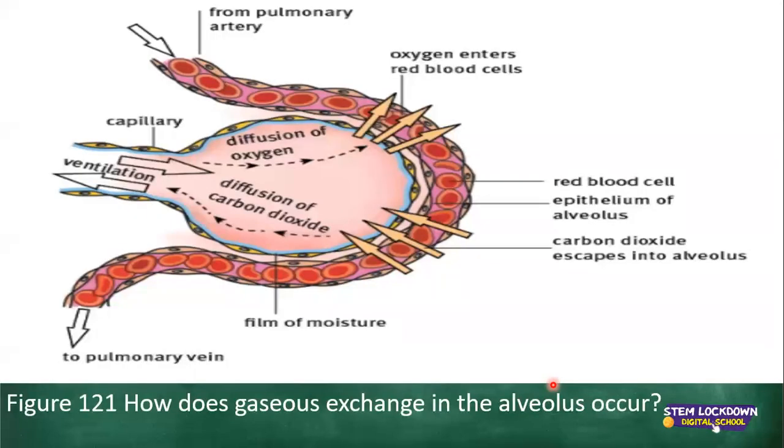So please understand these parts and how they link to each other. Here, this is how gaseous exchange in the alveolus occurs. Where do we start? You have your red blood cells. You have the epithelium of the alveolus. You have carbon dioxide, which escapes into the alveolus through diffusion. This carbon dioxide is moving by diffusion to the alveoli because there's a high concentration of carbon dioxide here. It will move to a low concentration of carbon dioxide in the alveoli.